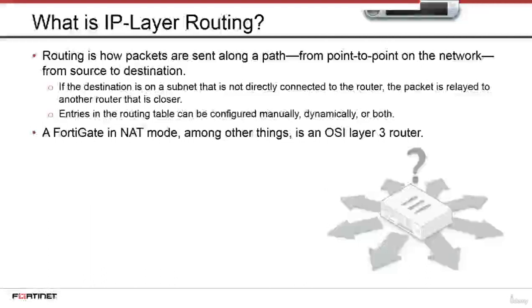What is IP layer routing? Routing is how FortiGate in NAT mode decides where to send the packets that it receives and the packets that it generates. All network devices that perform routing have a routing table. A routing table contains a series of rules. Each rule specifies the next hop, which may or may not be the final destination of the packet. Each routing hop in the routed path requires a routing table lookup to pass the packet along until it reaches the final destination.